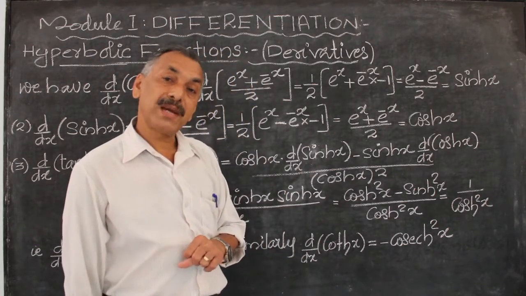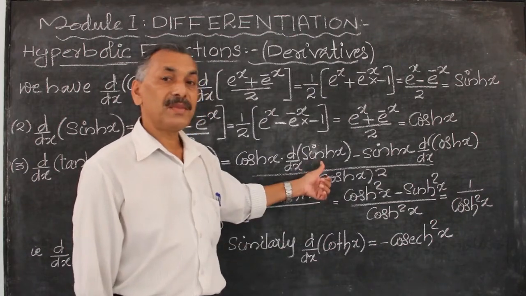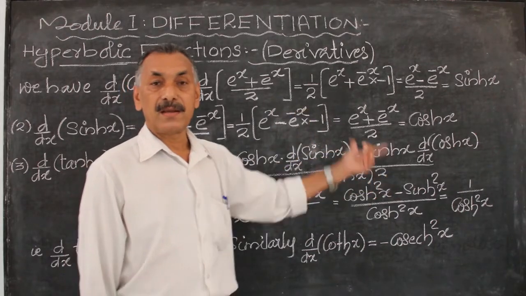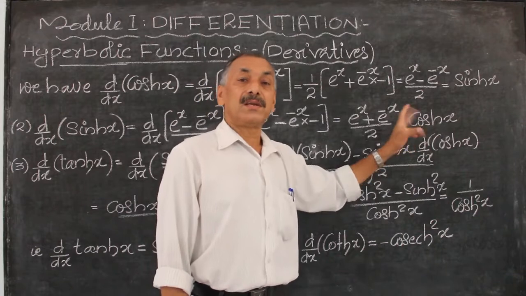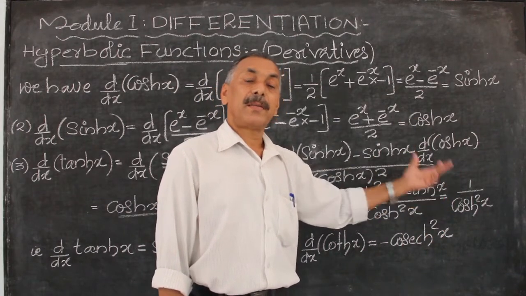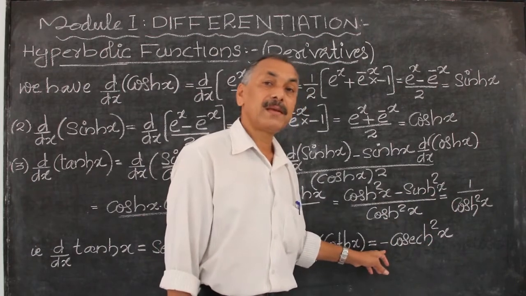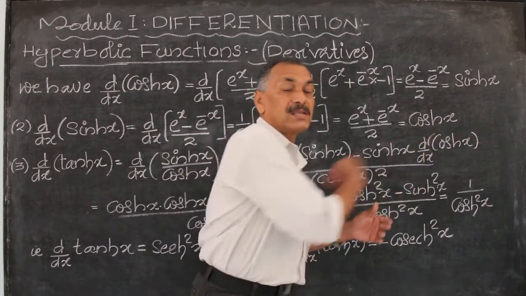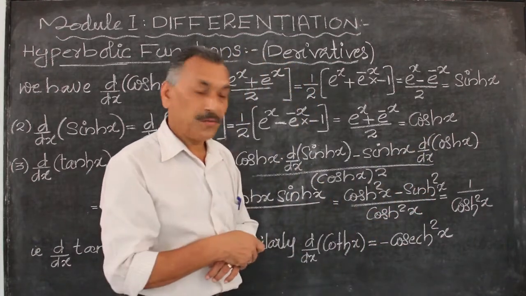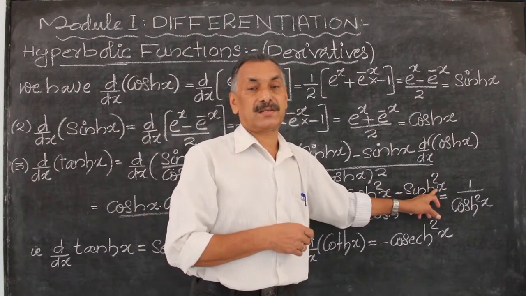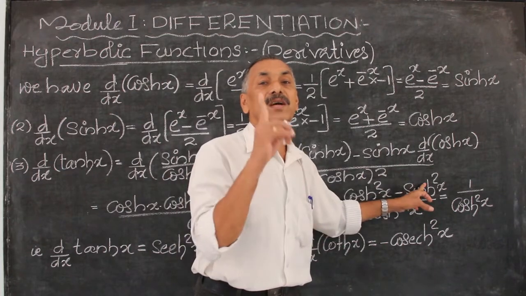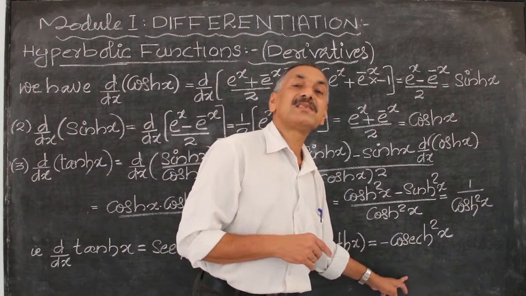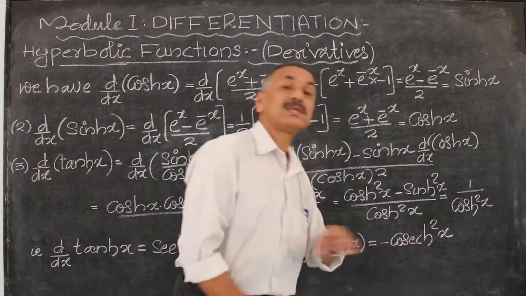Coth means cosh x by sinh x. Now denominator sinh x into the derivative of the numerator cosh x, which is sinh x, that's sinh squared x, minus numerator cosh x into the derivative of the denominator sinh x, that is cosh x. Now sinh squared x minus cosh squared x divided by the denominator squared, sinh squared x. Sinh squared x minus cosh squared x, the minus is important, is minus of (cosh squared x minus sinh squared x) divided by sinh squared x. Cosh squared x minus sinh squared x is 1. So minus 1 divided by sinh squared x. 1 divided by sinh is cosech. That is minus cosech squared x.